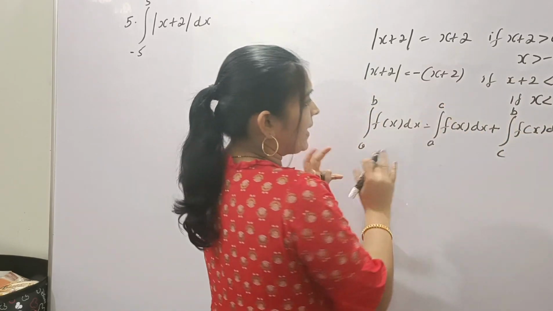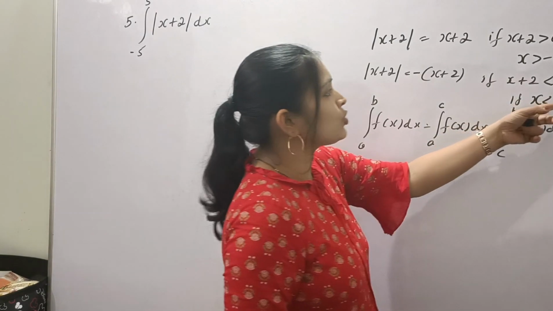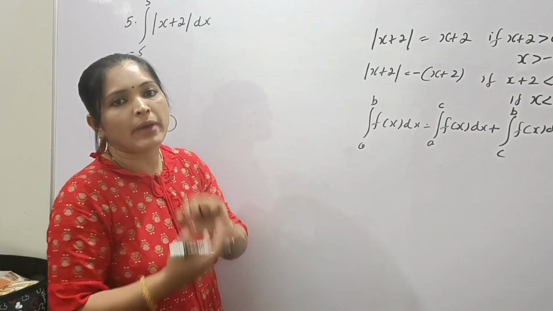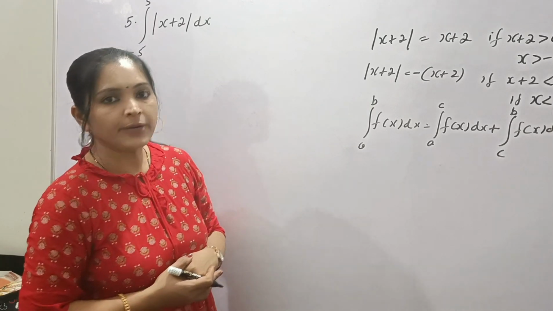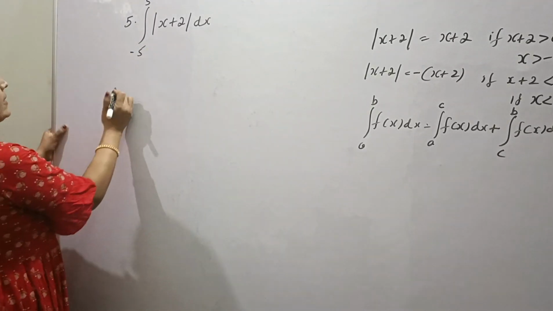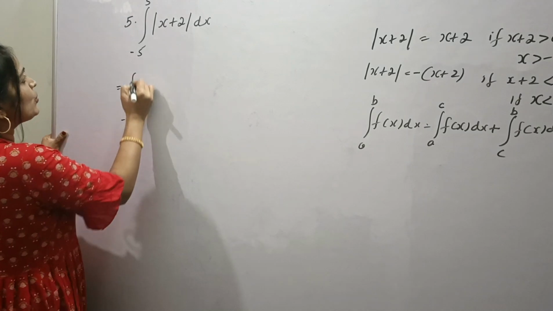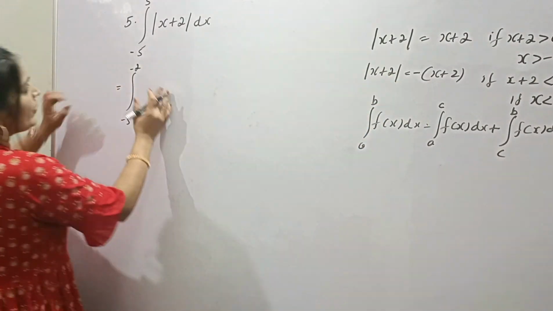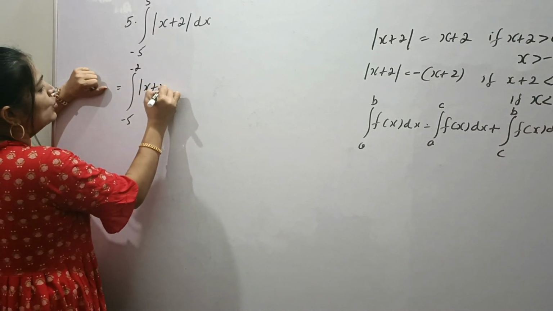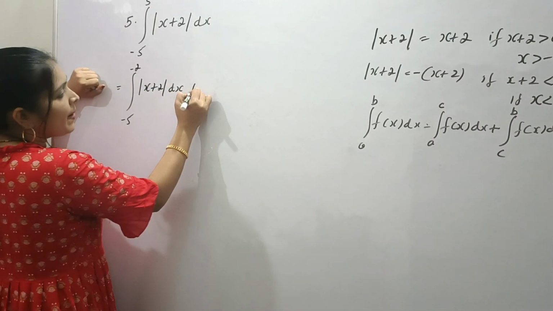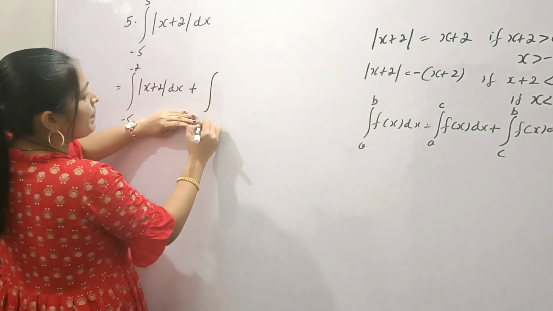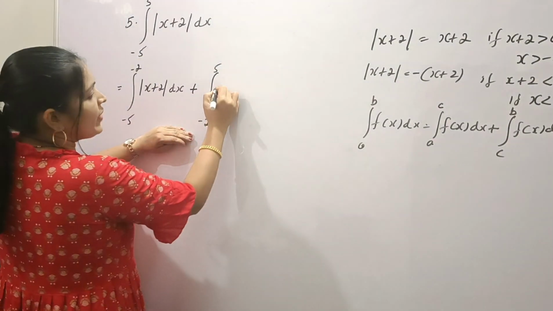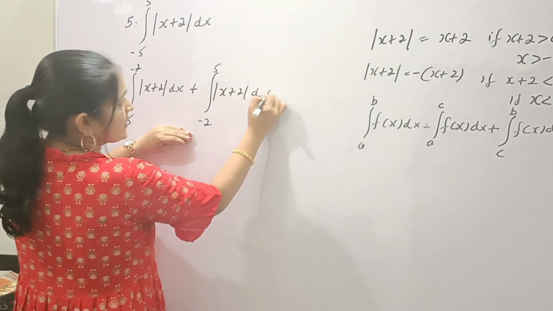Here, c lies between a and b. Here also, we have a point, minus 2. Minus 5 is less than minus 2, which is less than 5, right? So here we can write it as integral from minus 5 to minus 2 of f of x dx, that is modulus x plus 2 dx, plus integral from minus 2 to 5 of f of x, that is modulus x plus 2 dx.